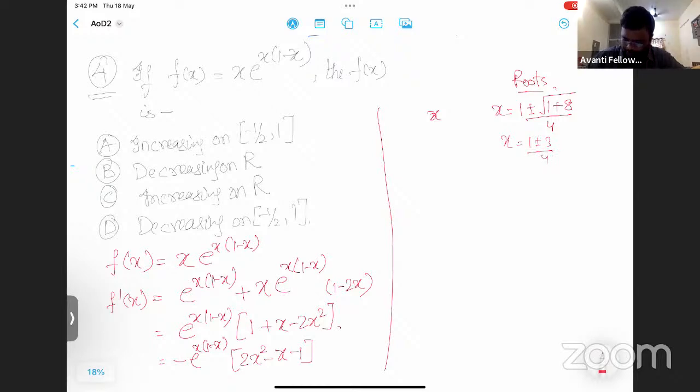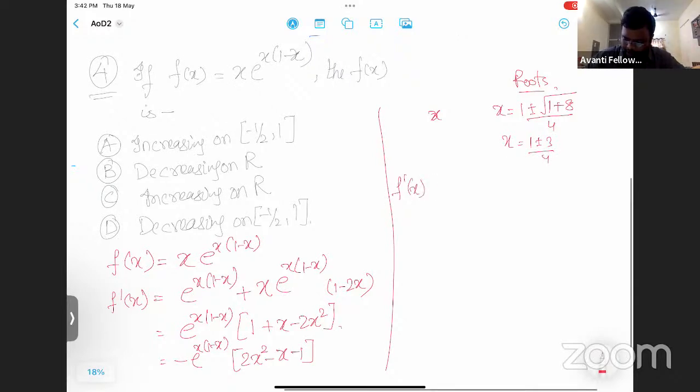So what we are getting: f dash x is equal to minus e power x (1 minus x), and this is (x minus 1), (1 plus 4, and 1 minus 3), minus 1 by 2, x plus 1 by 2. This is what we are getting here.